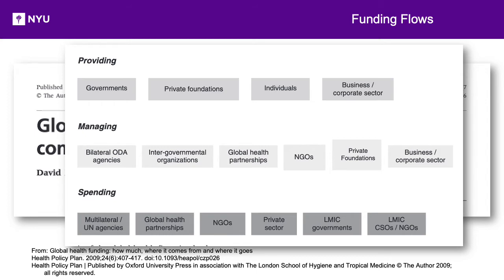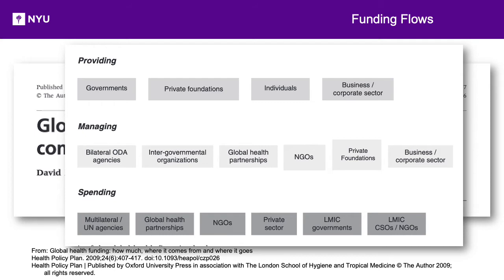The next strata are managing organizations. These contain bilateral ODA agencies, intergovernmental organizations, global health partnerships, NGOs, private foundations, and the business corporate sector. And of course, the last strata contains organizations that obtain funds and spend those particular funds to carry out specific services in the global health domain and, of course, result in specific impact.